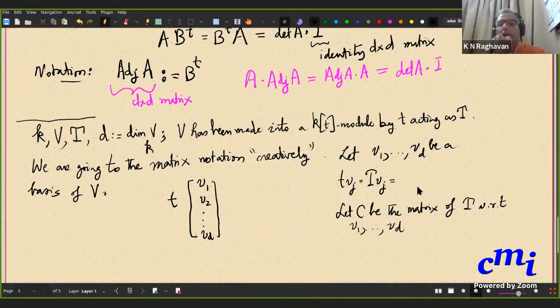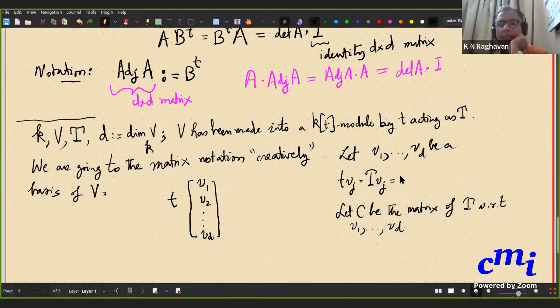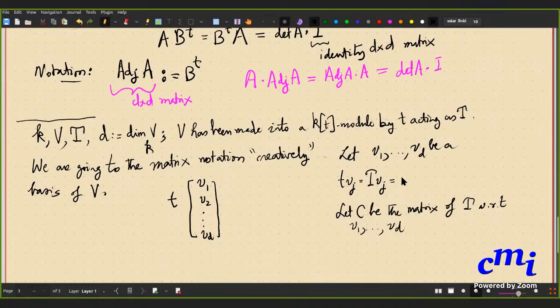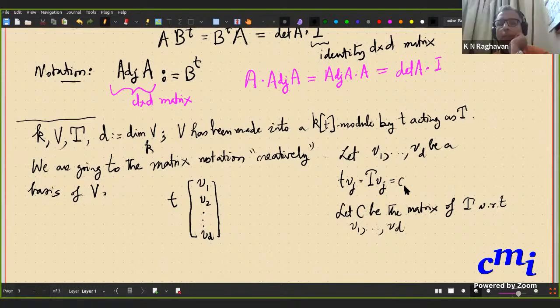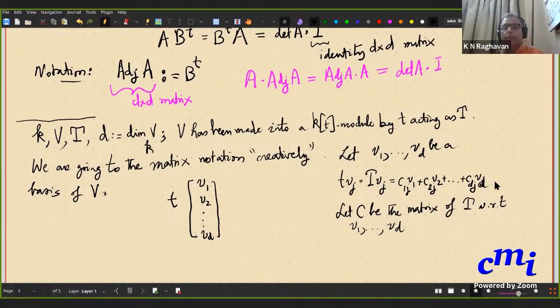I'm hearing a deep silence. In terms of the matrix C, could someone tell me what this is? How do you find the matrix C? The jth column of C. Yes, exactly. So T vj is C1j v1 plus C2j v2 and so on, right? Correct? Okay, that's what I wanted.